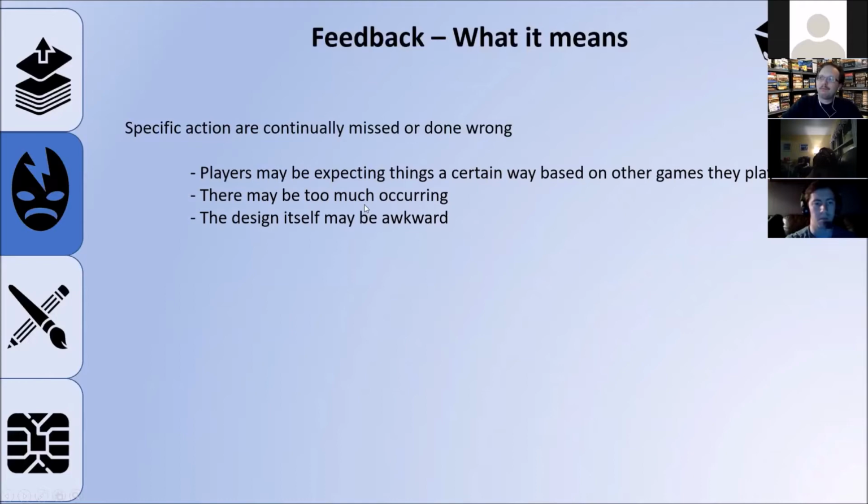So players could be expecting things to be done a certain way. And the reason they would be expecting it to be done a certain way is because other games do it that way. If there's a standard way of doing things in other games already, and you're trying to do something similar, try to set up your rules and mechanics so that it does it the same way as other games. Once people have learned how to do something a certain way, it's harder for them to learn to do something similar a different way.